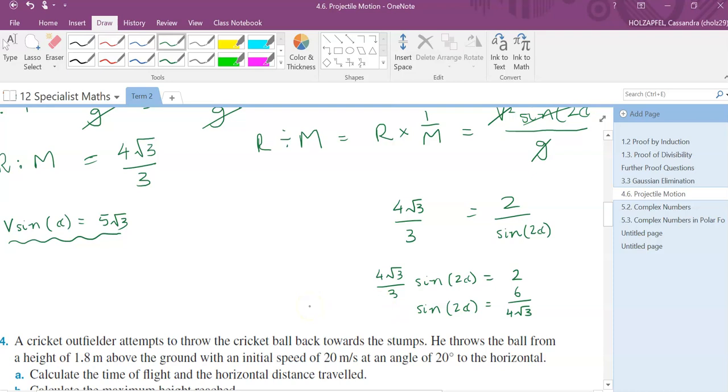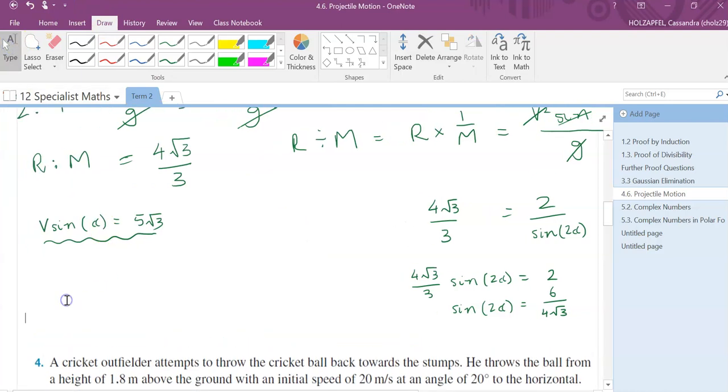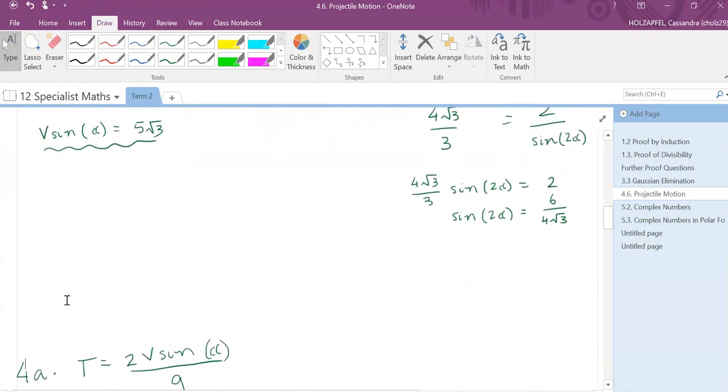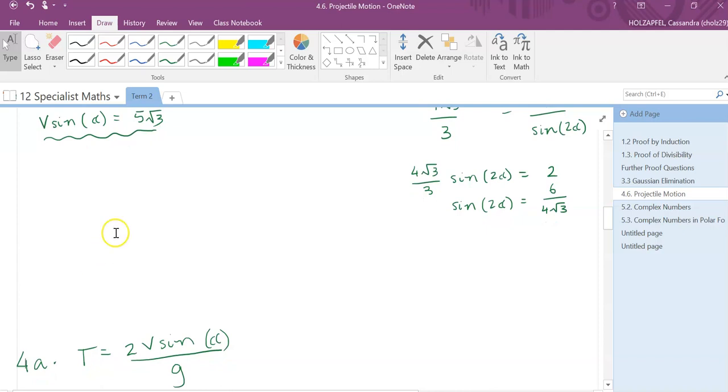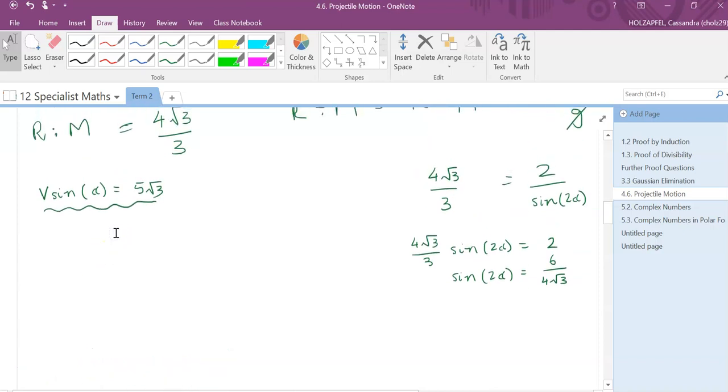Okay, so we've got those two pieces of information there. So now what I can do is use my inverse sine function. So 2 alpha is going to be equal to inverse sine of 6 over 4 root 3. I'm going to substitute that into my calculator. So 2 alpha is going to be equal to 60 degrees.